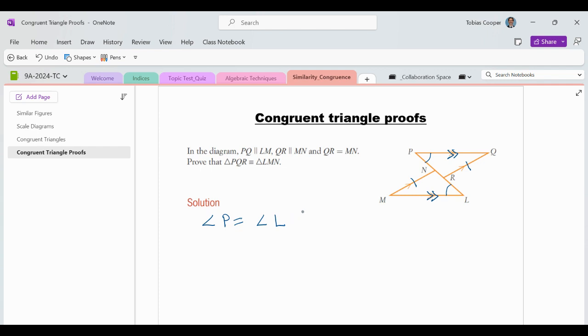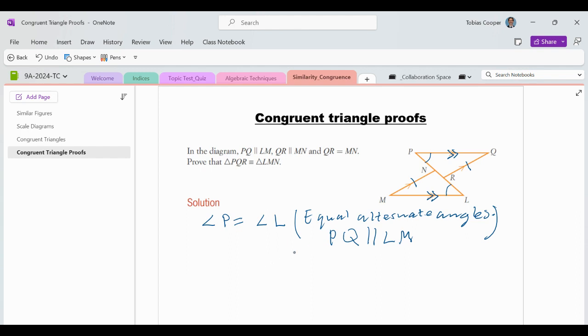Now you have to put a reason here. So it's equal alternate angles. Now you have to specify which parallel lines you're using. Now we're using PQ and LM, so you have to say PQ parallel to LM. Okay, so that's the reason for the angles being equal.